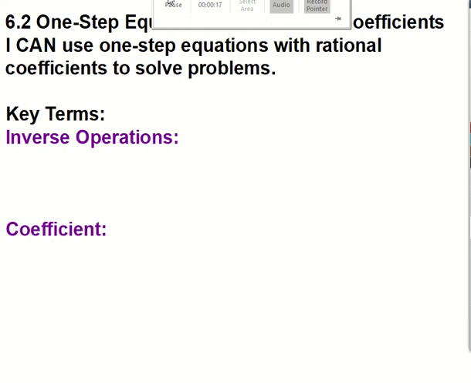Now, this is the same video for Math 7 and 7-8. So Math 7 students, you have had quite a bit of practice with one-step equations with integers. 7-8, you're going to have to jump in and follow the rules. Theirs has inverse operations, but not coefficient. We just covered coefficient today.